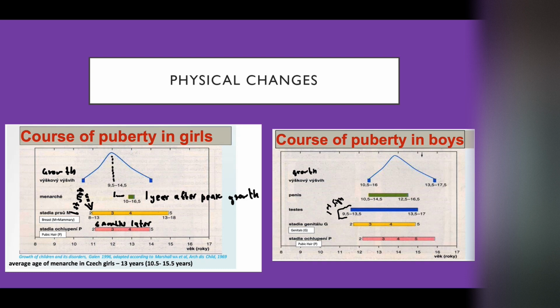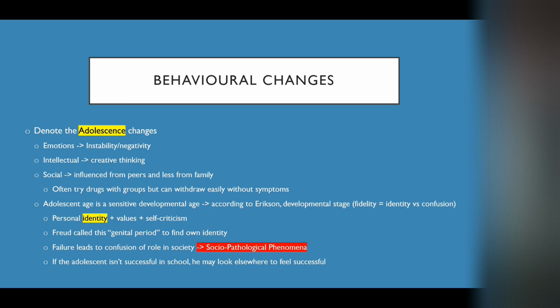Then you have pubic hair, same, and the genitals develop together with the testes. Okay, so that's like a revision summary of puberty. So this is adolescence. I don't know, should we do adolescence or should we finish? Okay, so we should leave the lecture here. Next time we're going to do the pathology of adolescence.